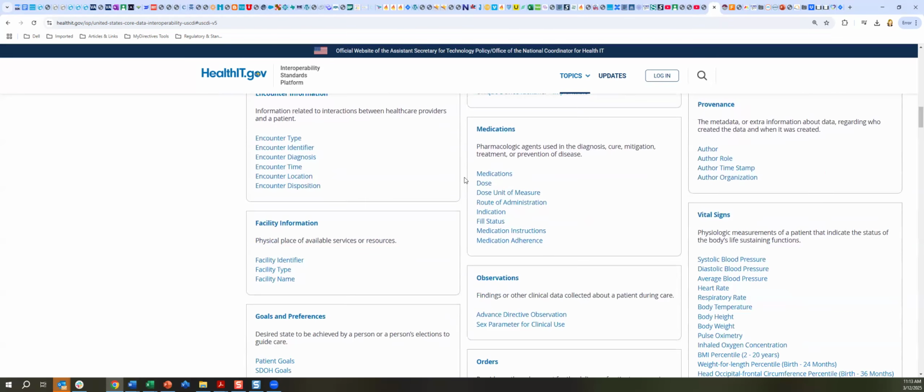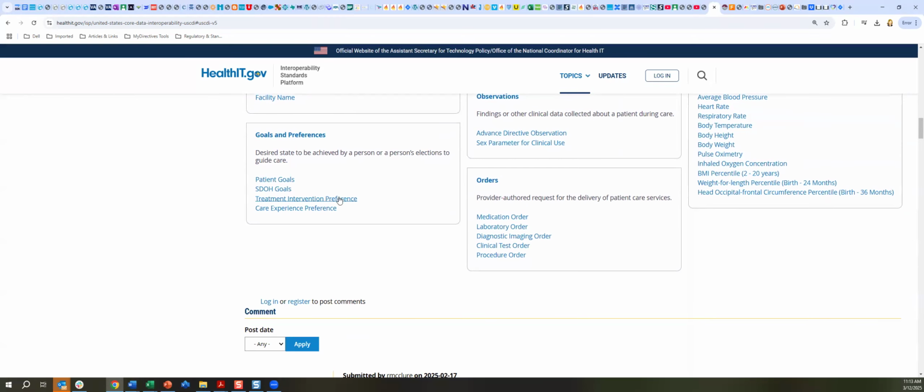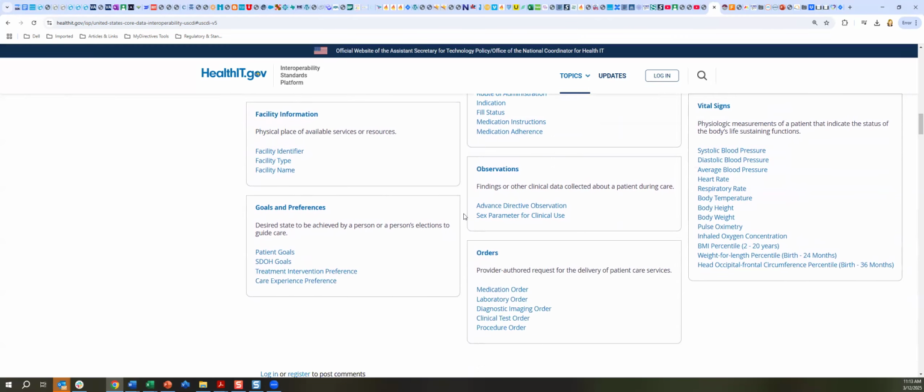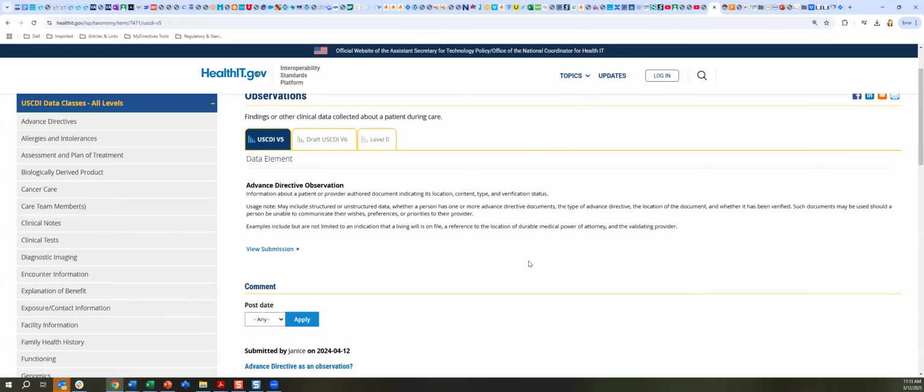So when this came up, we said, wow, we're on a roll. We've got the treatment intervention preferences, we've got care experience preferences, and we didn't bolt those to a form. We said, no matter what they are, we need to have those available to inform care. So in version 5, a new data class was added, and a thing called advanced directive observation was brought to fruition. And when we talked about this last year, we talked about how this is sort of an activation phase.